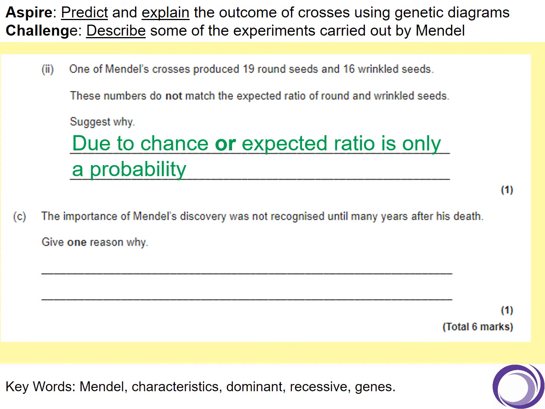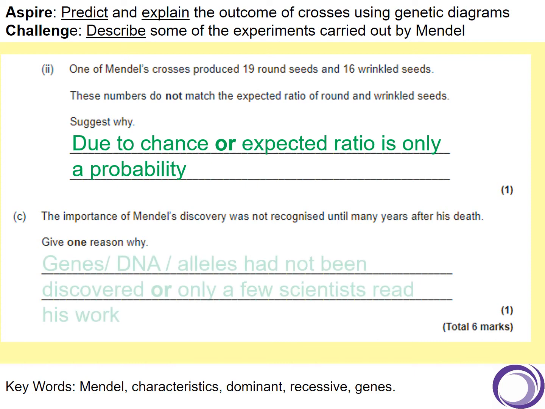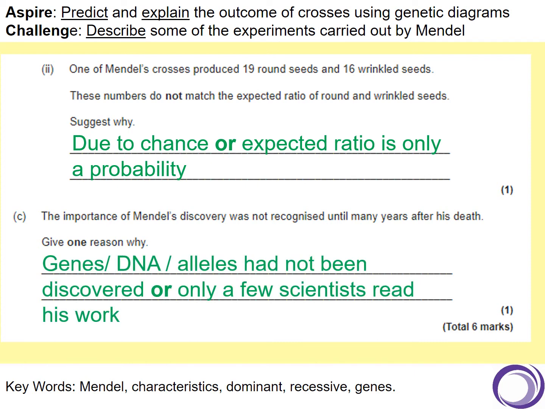The importance of Mendel's work was not recognised till many years after his death. Why? We touched on this earlier. It's because we didn't know anything about genes or DNA or alleles, and any of those words will do. They hadn't been discovered, or very few scientists had gone on to study the same things as him and to read in detail about his work. So the technology and the understanding caught up many years after his death.